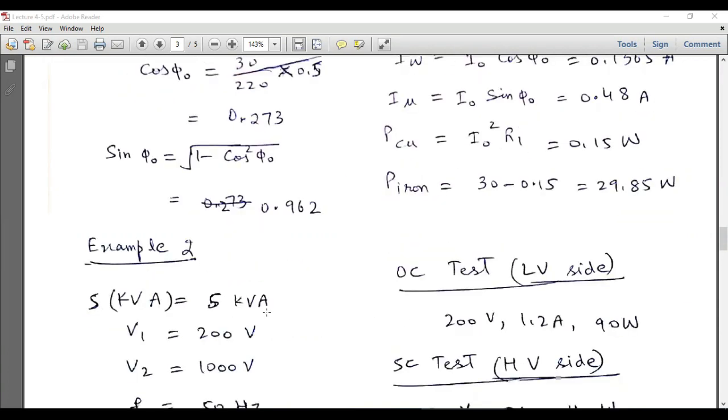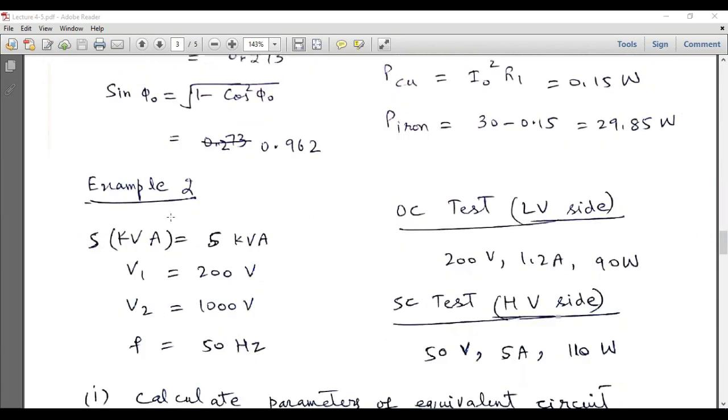So now we are moving towards the second example, and in this second example, a transformer is given whose apparent power or whose kVA rating is 5. The rated voltage at the low voltage side is 200 volts, and the rated voltage at the high voltage side is 1000 volts, and the frequency is given as 50 hertz.